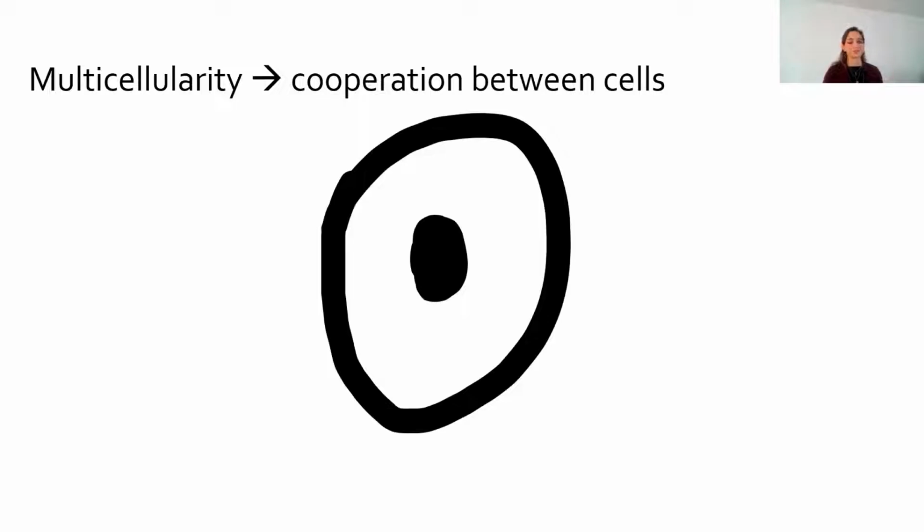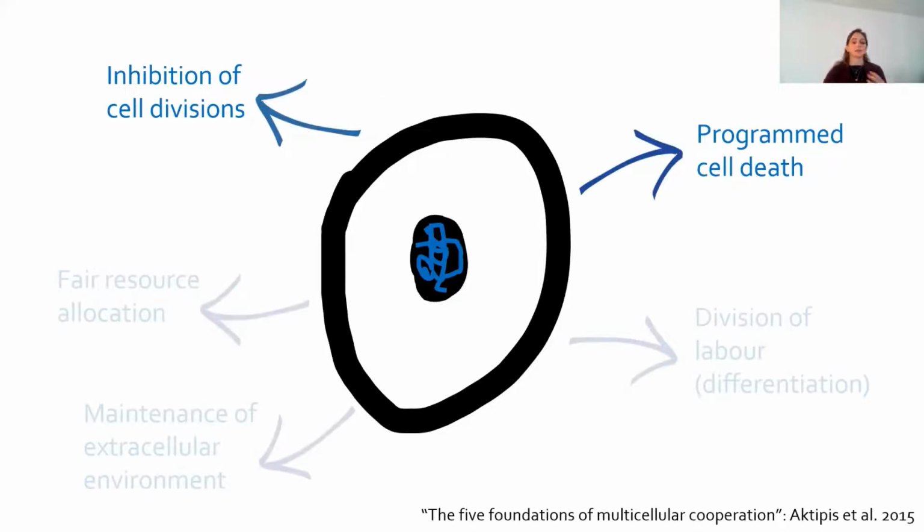There are some genetic mechanisms in the cells that make sure this cooperation is maintained. And these are related to the so-called foundations of multicellular cooperation. Today I'm going to talk about two of them. One is inhibition of cell divisions, which I mentioned before. And the other one is programmed cell death, which kills the cells that have accumulated some mutations that might have some DNA damage problems.